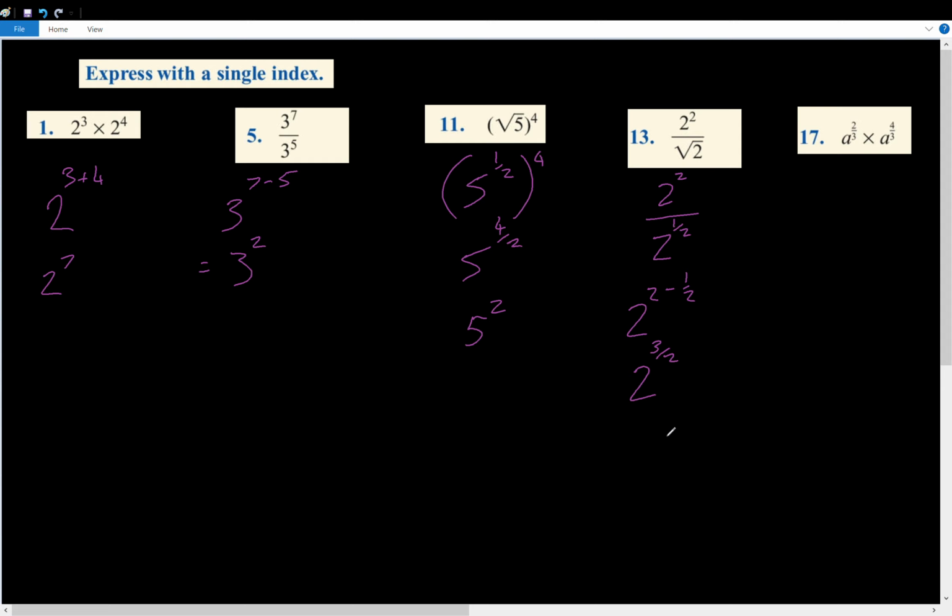Like that. And then for 17, for our last one here, we have fractional powers. But that's not too big a deal because we've got a multiplication in between, so we're going to use the multiplication rule first. So we're going to get a to the power of, and we're going to add these up. So it's going to be 2/3 plus 4/3. So this is going to be the power of 6/3. But 6/3 is just 2, so we actually just end up with a to the power of 2, like that. And that is that.